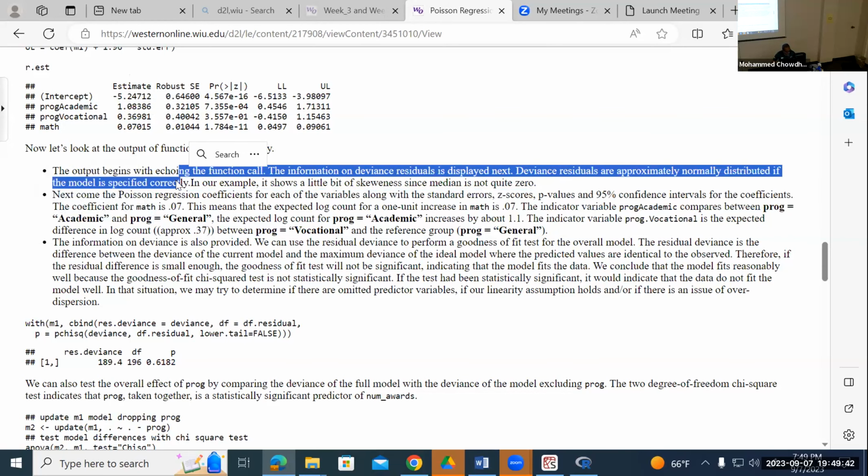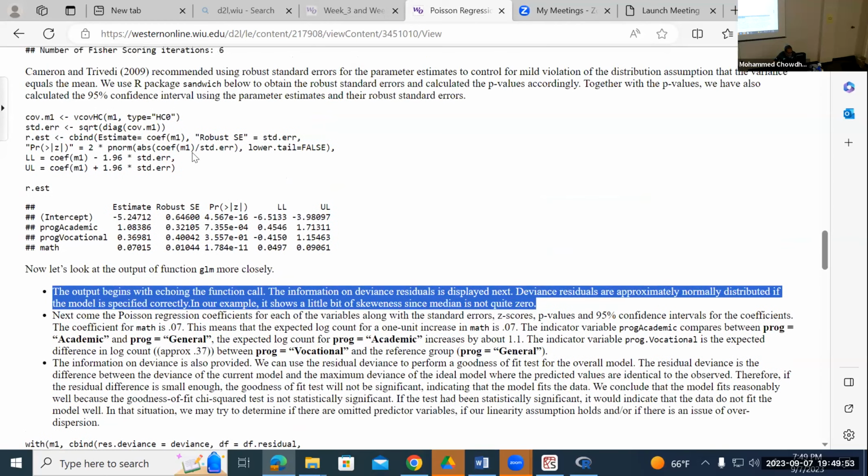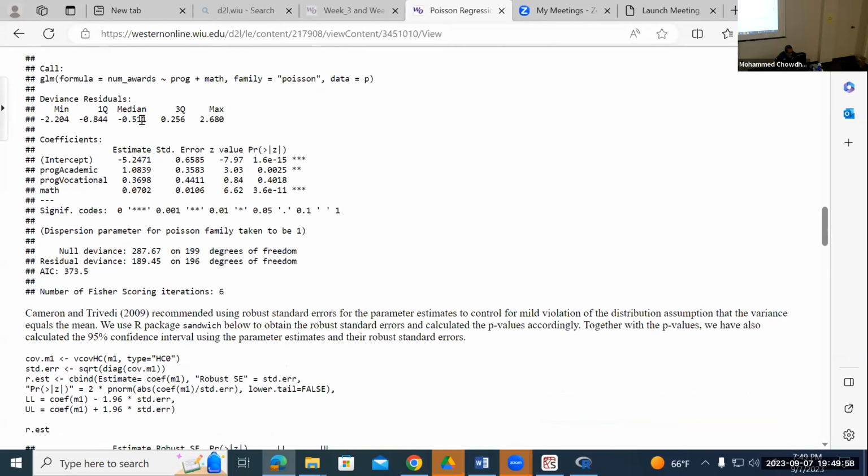This one discusses that residual deviances are approximately normally distributed. On the basis of what? On the basis of the median. What is the median here? Deviance residual. If this median is 0, that means it is normally distributed. Understand? The comments that have been made in this paper, in your report, if I do not find these comments, I will not give you full credit. Are you understanding? So see what they have written in here.